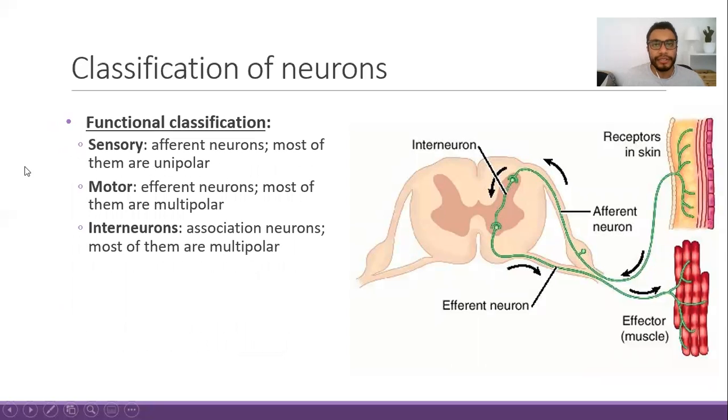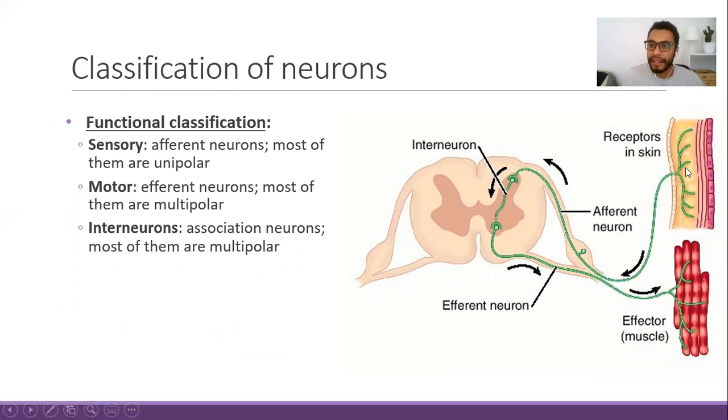According to their functional classification, they can be classified in sensory neurons, that are afferent neurons. Most of them are unipolar, as I mentioned before. The motor neurons are called efferent neurons, and most of them are multipolar.